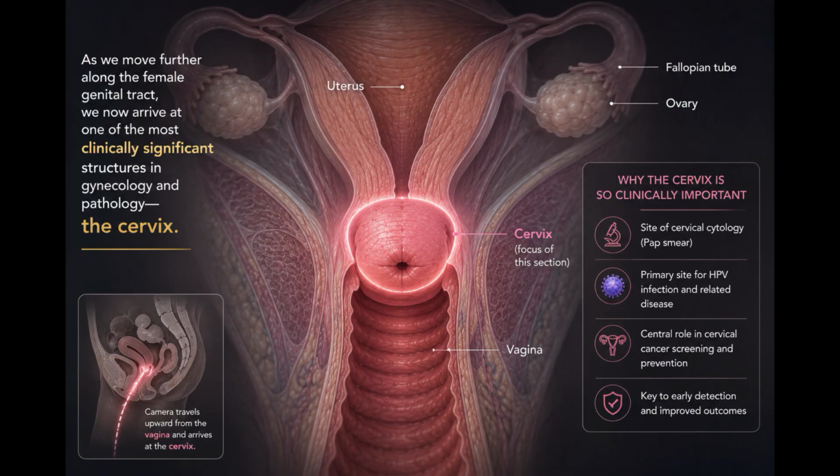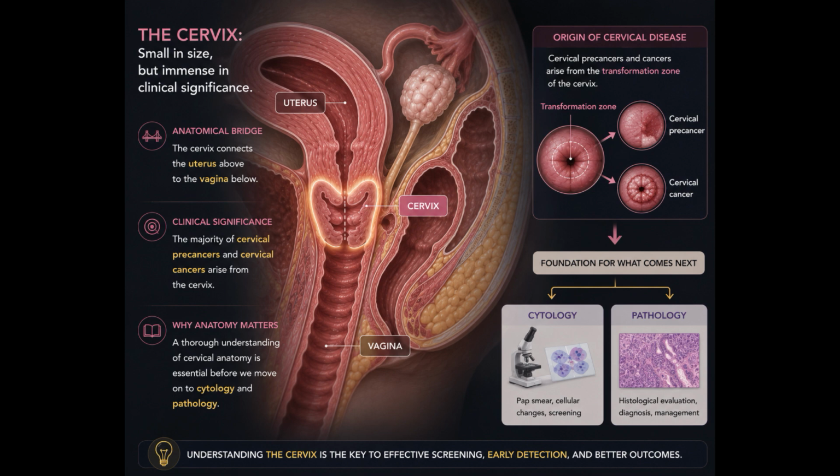As we move further along the female genital tract, we now arrive at one of the most clinically significant structures in gynecology and pathology, the cervix. Although relatively small in size, the cervix serves as the anatomical bridge between the uterus and the vagina. It is also the site from which the majority of cervical precancers and cervical cancers arise, making a thorough understanding of its anatomy essential before we move on to cytology and pathology.